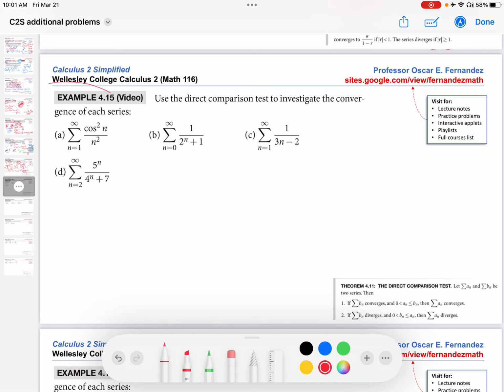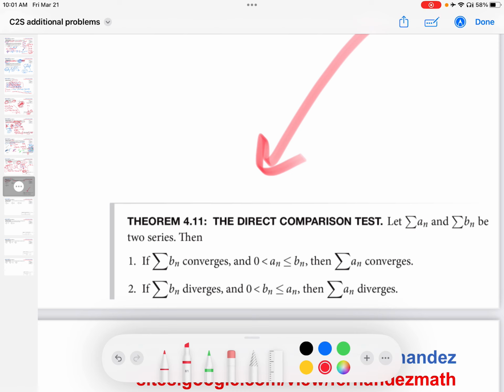In this video, we're going to work through example 4.15 from Calculus 2 Simplified. This one says, use the direct comparison test to investigate the convergence of each series. Down here, I have pasted in the direct comparison test. This is theorem 4.11 in the book. I just want to go through it really quickly so we get a sense of what we're going to need to do to use this test.